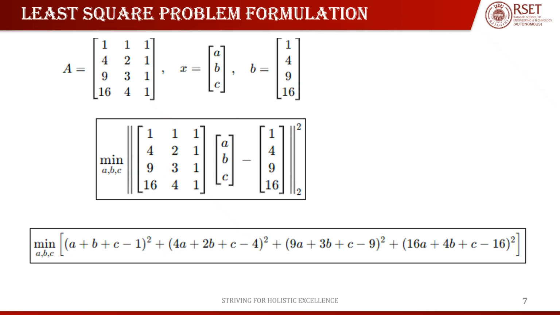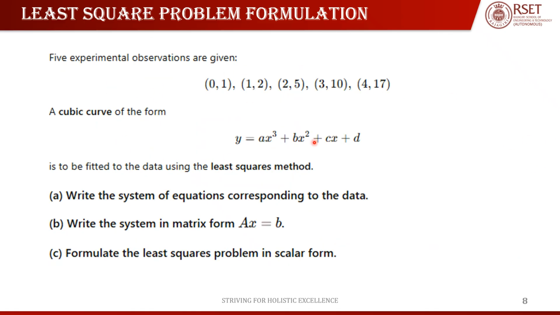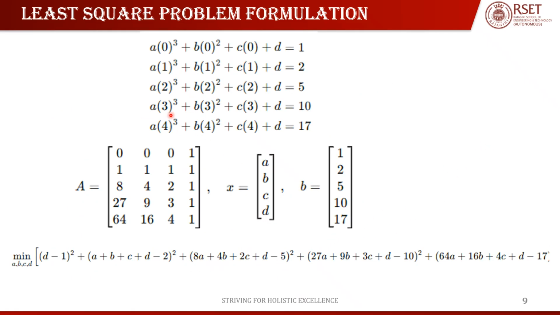Now we'll just do one more problem. Yeah, here you have the cubic curve. Okay, you're given 5 points also, and you are asked to write the system of equations corresponding to the data. We need to make it in the matrix form and then formulate the least square problem in the scalar form. So you have the given data, you will be arranging it in a similar way. Just apply the points x. Here the x value is 0, y value is 1.